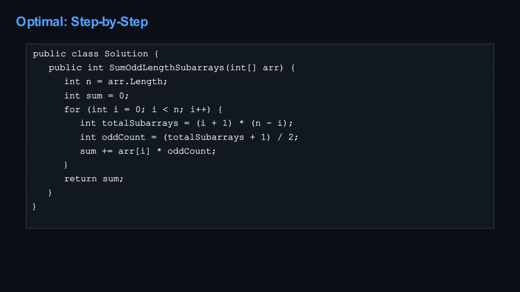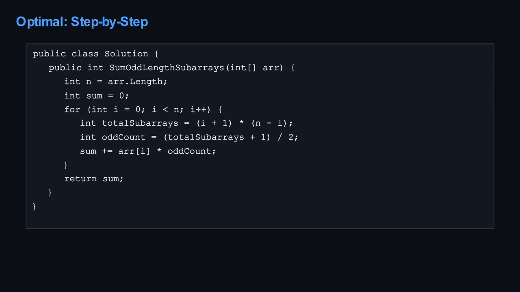For 2 at index 2, starts 3, ends 3. Total, 3 times 3 equals 9. Odd count, 9 plus 1 divided by 2 equals 5. 2 times 5 is 10. For 5 at index 3, starts 4, ends 2. Total, 4 times 2 equals 8. Odd count, 8 plus 1 divided by 2 equals 4. 5 times 4 is 20.